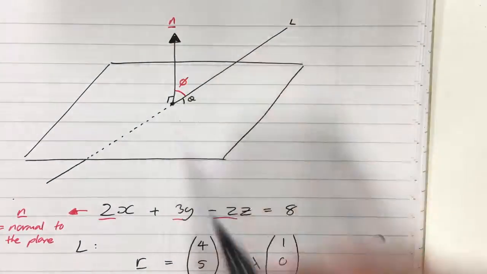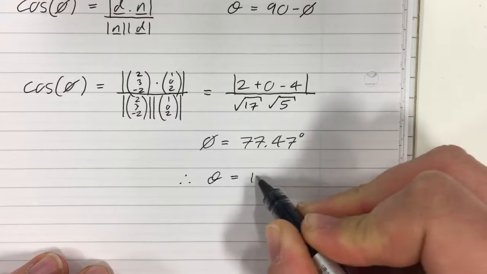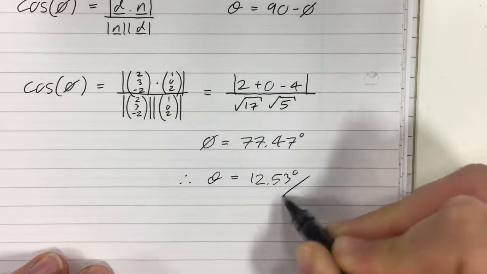degrees. That's obviously phi, so that's the angle between the line and the normal. So therefore theta is 90 minus that. So therefore theta is 12.53 degrees.